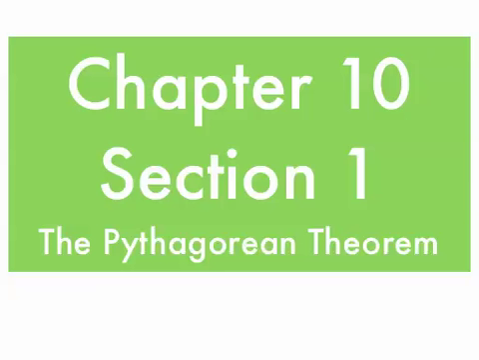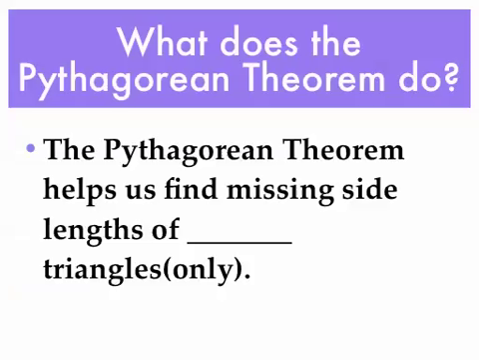Chapter 10, Section 1, the Pythagorean Theorem. What does the Pythagorean Theorem do? The Pythagorean Theorem helps us find missing side lengths of right triangles. And it says only because the Pythagorean Theorem can only be applied when you have a right triangle. So if you have an acute triangle or an obtuse triangle, the Pythagorean Theorem is not going to work. Only for a right triangle, which means it has one right angle.